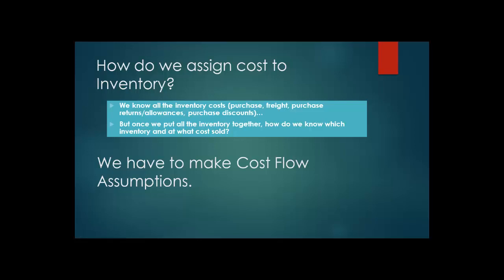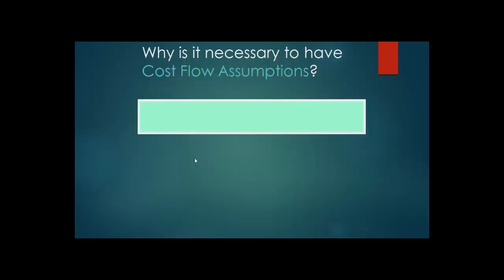How do we assign cost to inventory? We've learned all the inventory costs: the original purchase, the freight costs, the purchase returns and allowances, purchase discounts. But once we buy all the inventory at different times, how do we know which inventory and at what cost sold? We have to make cost flow assumptions. And why is that necessary? Because of changing prices. You may buy inventory in 3 separate purchases, and the price will not be the same for each purchase. And you have to decide which assumption you are making to value your inventory when it's sold.